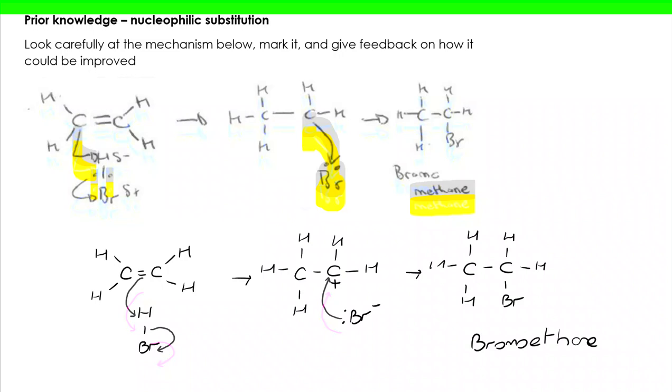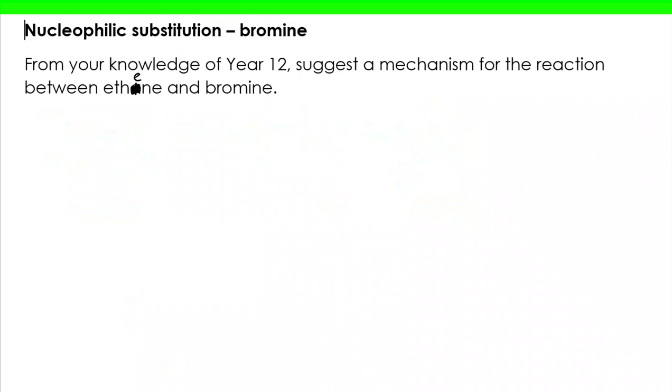And this actually highlights perhaps somebody who has tried to learn a mechanism as an image, as a snapshot. And when there are so many mechanisms to learn, it's far more important that you understand the principles and the reasoning why. Mechanisms are about why a reaction happens, and you need to understand each step of the process. With that in mind, have a go at drawing the mechanism for the reaction between ethene and bromine.